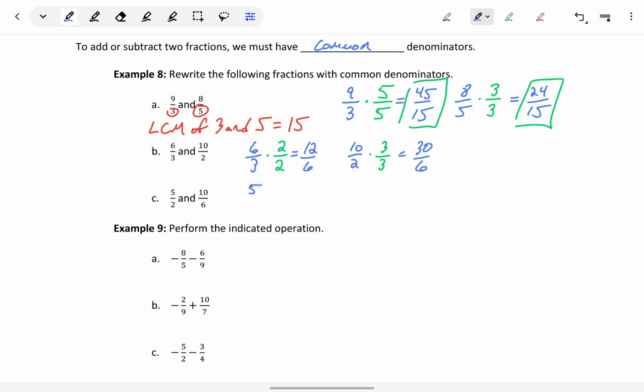In part C, we have the fractions 5/2 and 10/6. In this case, the least common multiple is 6, so we'll need to multiply by 3 over 3 so that this first fraction becomes 15 over 6. And the second fraction already has that denominator of 6. So in this case, we have to update the first fraction, but the second fraction is fine, just as written.